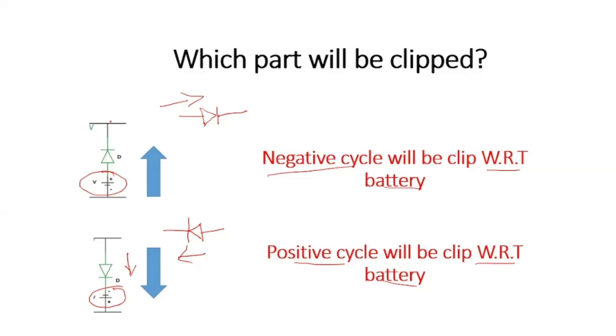Another method is to take a reference point here, reference point A, and from this reference point, if the diode's negative terminal comes first, we can say that the negative part will be clipped. Here, if from reference point A the diode's positive terminal comes first, we can say that the positive part will be clipped.